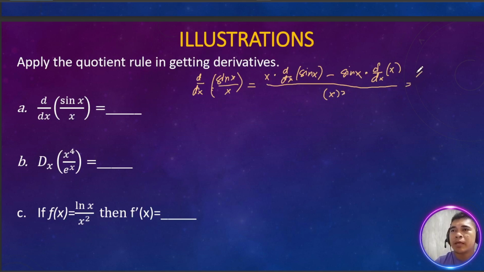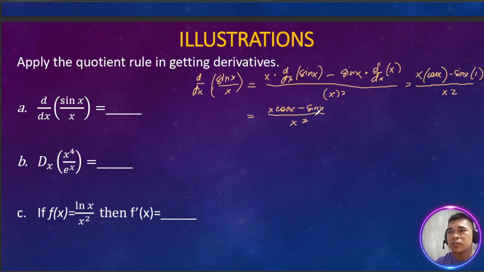So copy x. Now what is the derivative of sine x? The answer is cosine x minus sine x. The derivative of x is 1 over x squared. So the final answer is x cosine x minus sine x over x squared. We have x cosine x minus sine x over x squared.